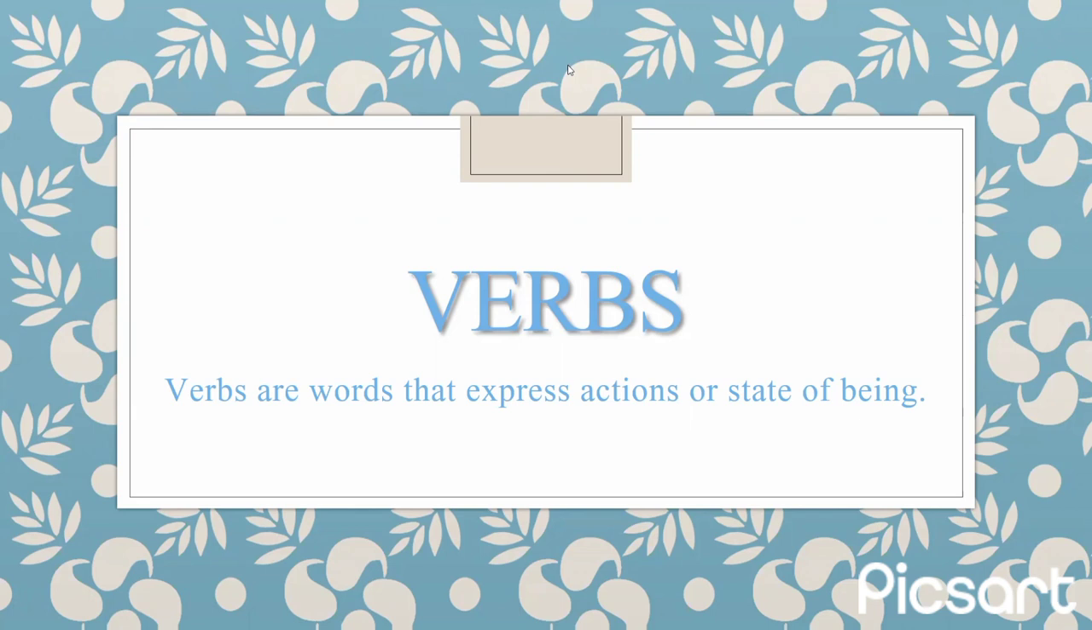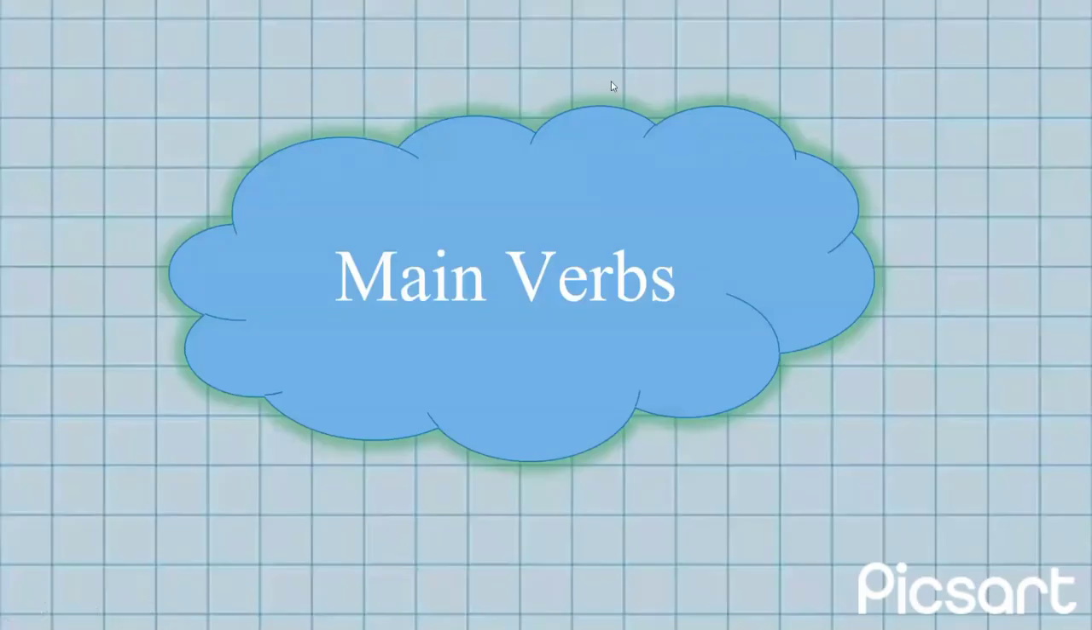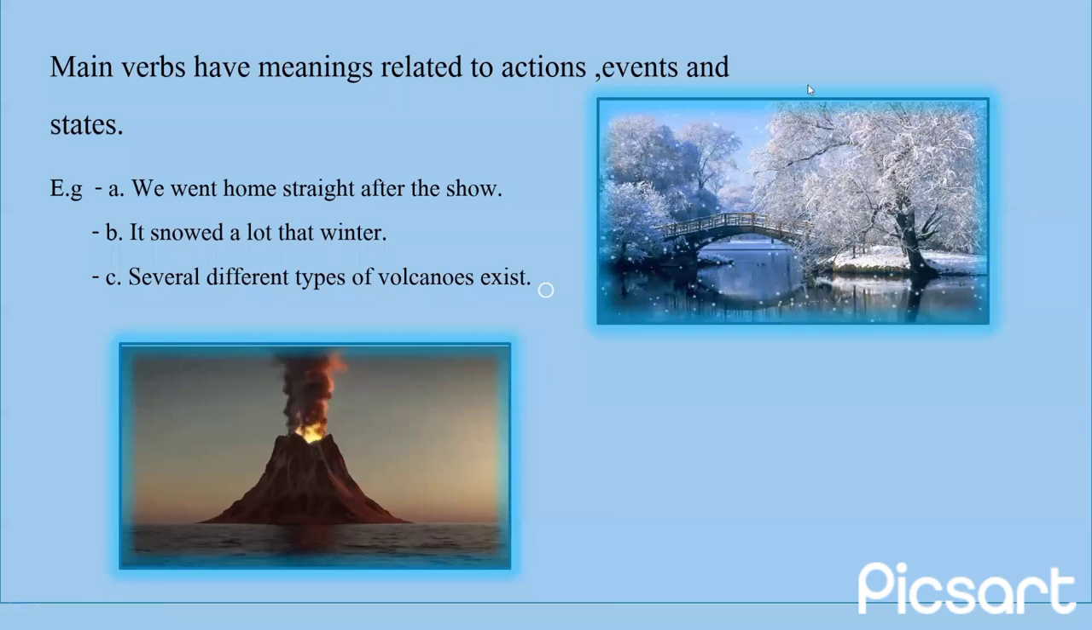There are two types of verbs, main verbs and auxiliary verbs. Main verbs, also known as action verbs, are the central part of a sentence that convey the main action or state of being. They can stand alone and make complete sense in a sentence. Main verbs have meanings related to actions, events, and states. Most verbs in English are main verbs.